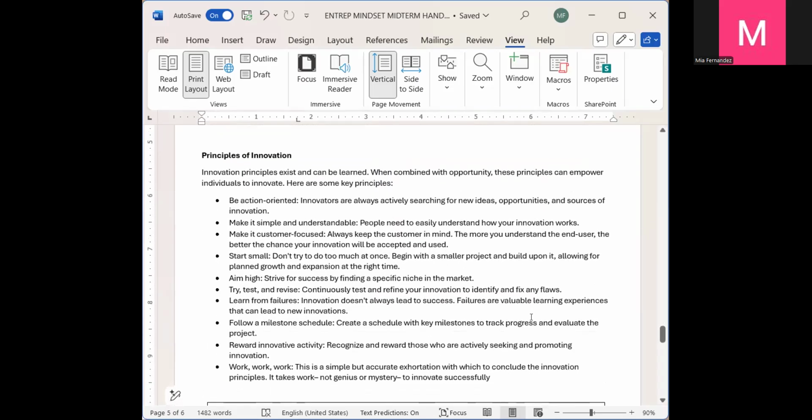So what are the principles of innovation? Innovation principles exist and can be learned. When combined with opportunity, these principles can empower individuals to innovate. So be action oriented, make it simple and understandable, make it customer focused. So I think it's pretty easy to understand. Customer focused, again, you have to understand your customers, or the end users, so that you could come up with a very valuable product or service.